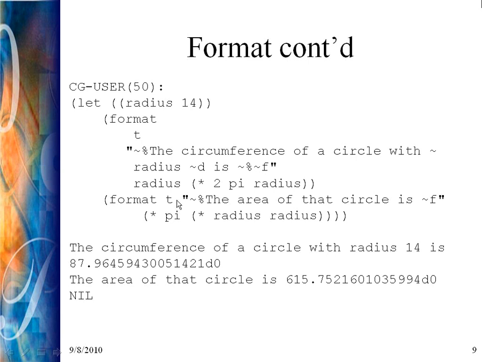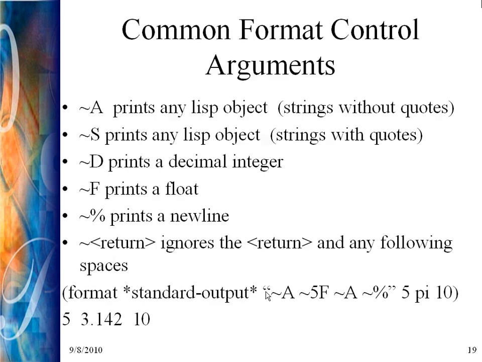And we also do format t, another new line. The area of the circle is another floating point number, and this is the formula for the area of the circle, and this is what prints out. The circumference of the circle with radius 14 is 87.96, etc. This is a double float. The area of that circle is 615 and change.